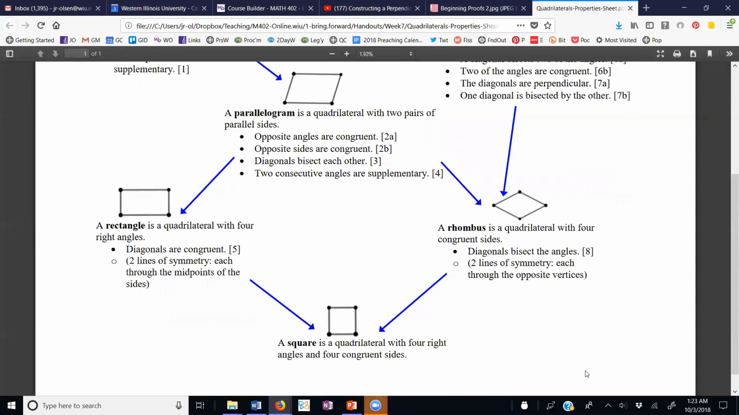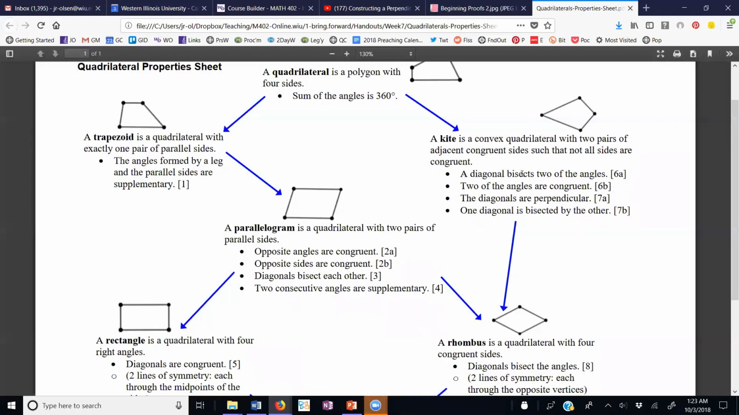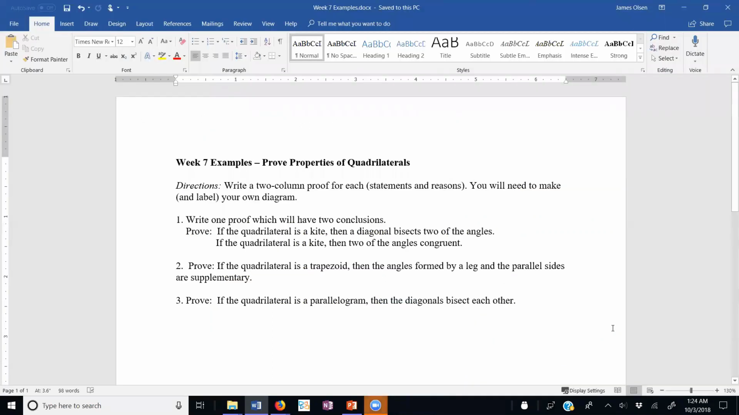So the first example that I would like to do are these two properties here of the kite. So here's our handout. We're to write a two-column proof. We're going to need to provide our own diagram. Number one, write one proof which will have two conclusions. Prove the following. If the quadrilateral is a kite, then a diagonal bisects two of the angles. And secondly, if the quadrilateral is a kite, then two of the angles are congruent.